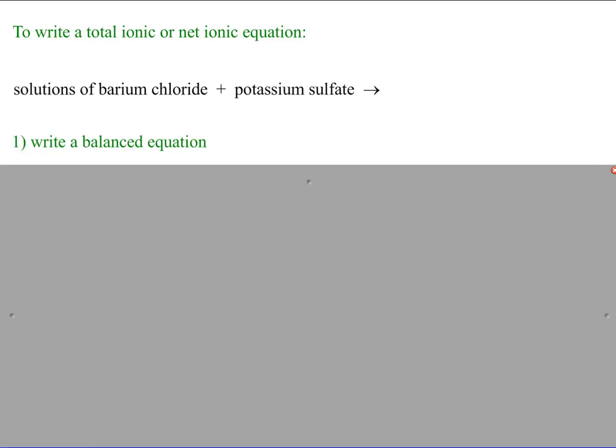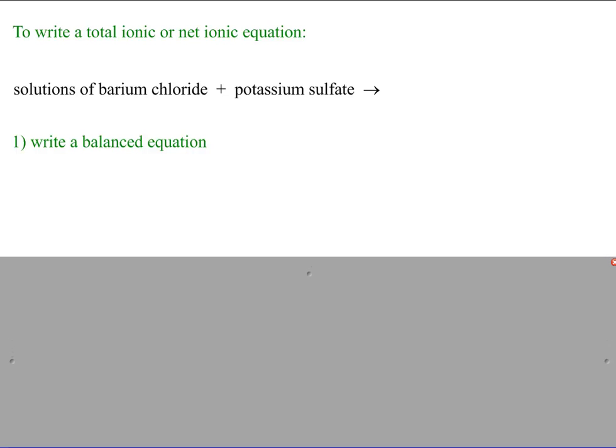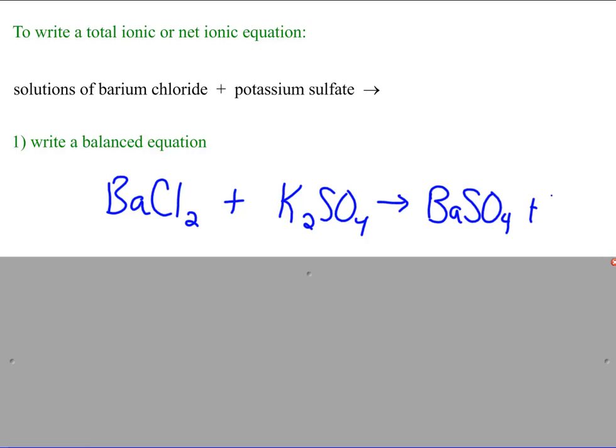If we're going to write a total ionic or a net ionic equation, these steps are useful to follow until you get really good at it. Let's say I start with a solution of barium chloride and a solution of potassium sulfate. Both of those are ionic salts, so we can write them as a total ionic equation. First step is to write a balanced equation. I'm given reactants, so I need to write out their formulas first. So I have barium chloride plus potassium sulfate. Then I need to write the products. I should be able to predict their products are going to be barium sulfate and potassium chloride. I want to make sure it's balanced.